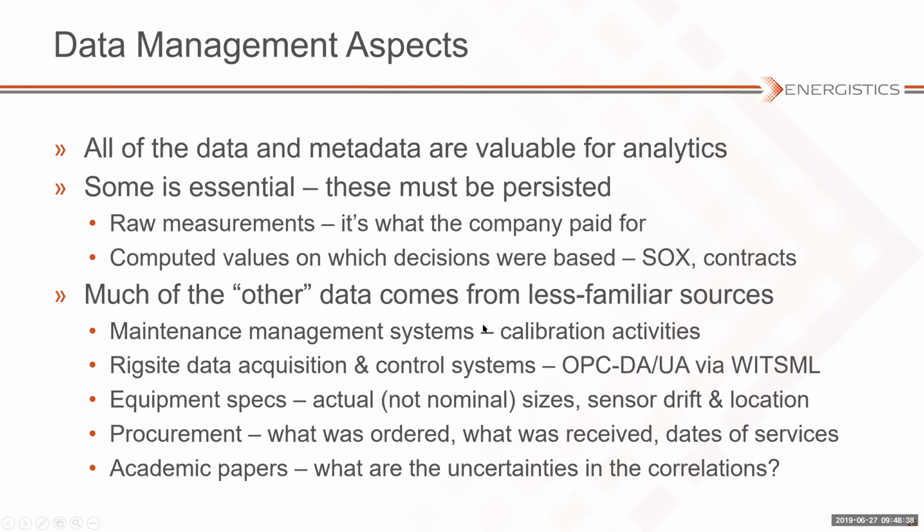The specifications that were used when equipment was purchased should be able to tell you the actual sizes in addition to the nominal sizes. That's how you can find out how much a sensor drifts after it's calibrated. And of course, the equipment specs in the sense of the drawings that came from when a piece of equipment was installed will tell you where it's located.